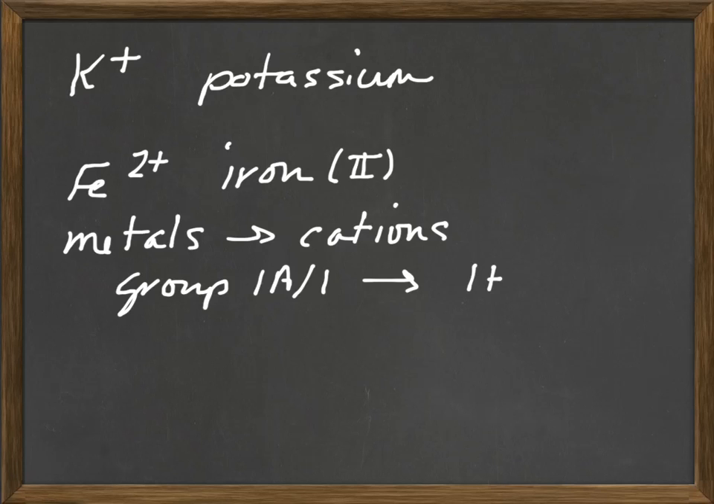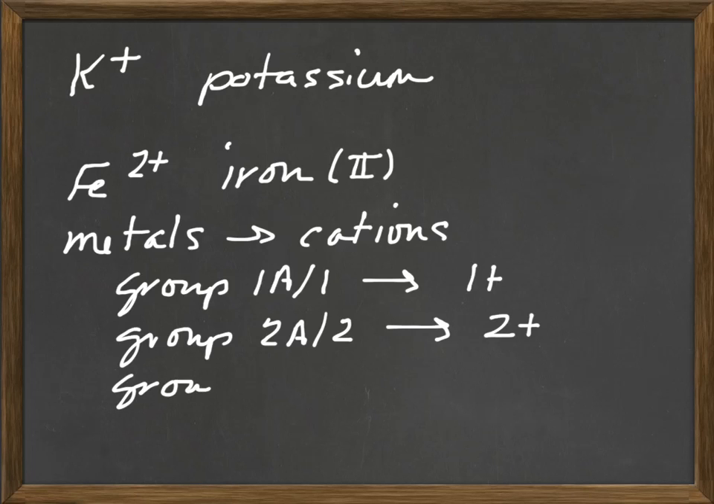The group 2 metals, what charge do they form? +2. So group 2 makes 2+. Group 3 makes 3+. See that? It's group 3A or group 13, depending on how your periodic table's numbered. And there's a couple of other ones that we can just know, and we won't worry about them today.